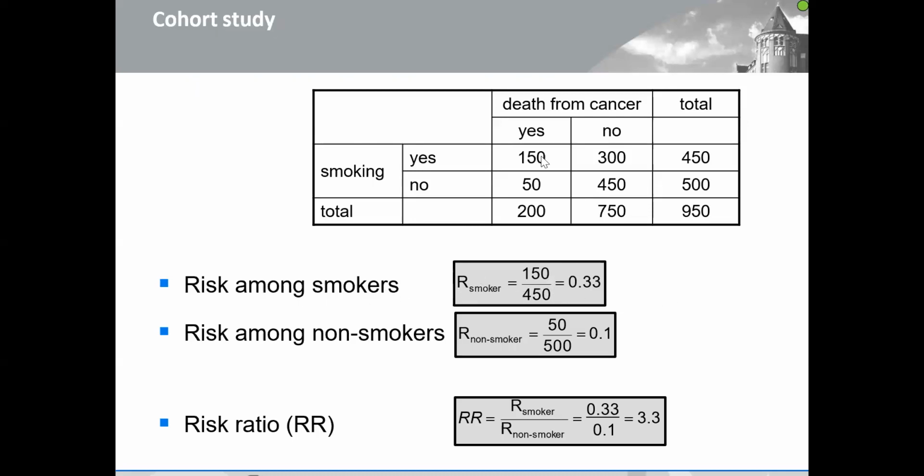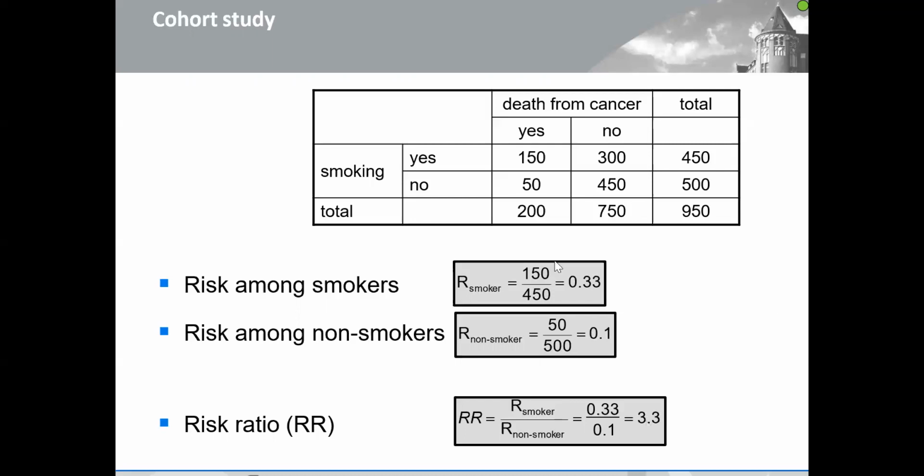The risk among smokers, 150 over 450, is 0.33. The risk among non-smokers, 50 over 500, gives you 0.1. Then to get our relative risk, we compare the risk among those who smoke and the risk among those who don't smoke. We divide 0.33 by 0.1 and we get 3.3. So remember, this is a cohort study, and that's the formula.